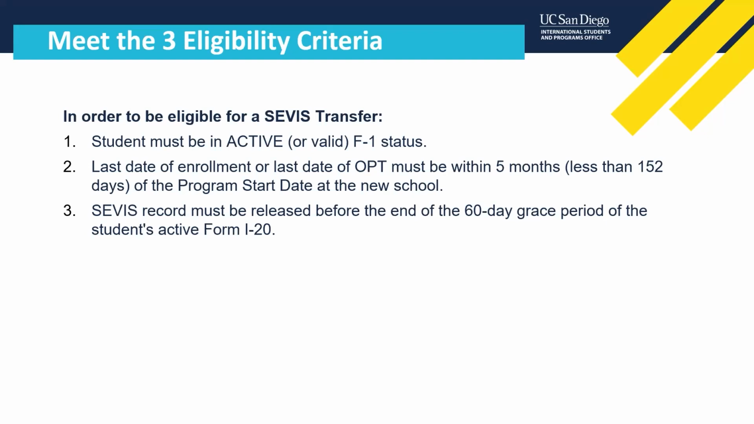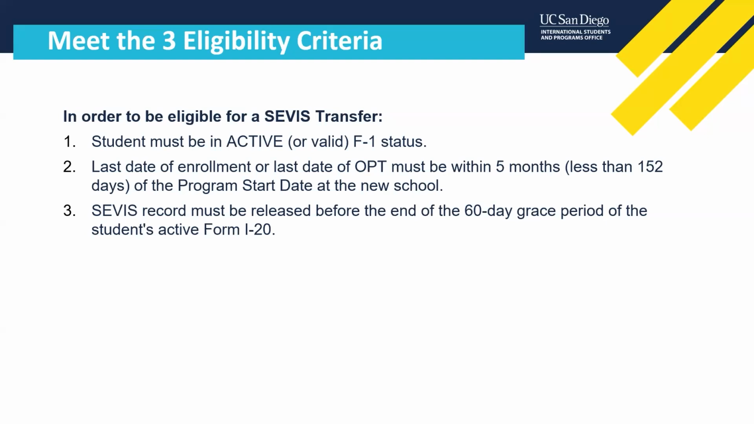Number 2 is your last date of enrollment or your last date of OPT must be within 5 months, less than 152 days, of your program start date here at UC San Diego. We're going to do some demonstrations so that you can better understand this timeline and apply it to your own situation. But essentially, your start date here at UC San Diego cannot be more than 5 months from your last day of enrollment or last day of OPT with your prior institution.